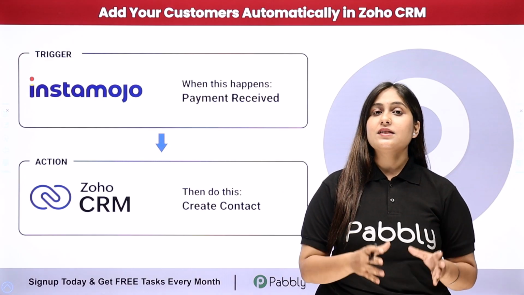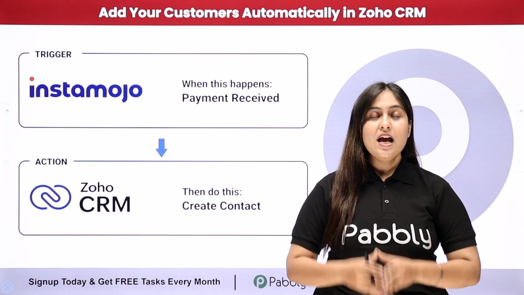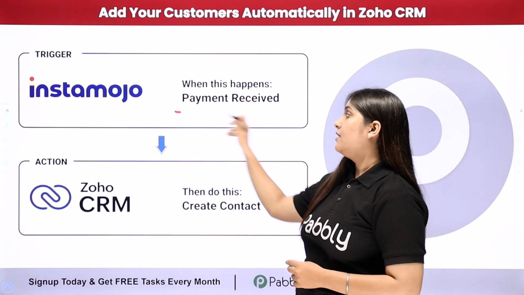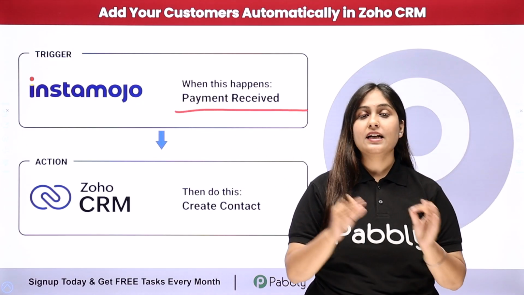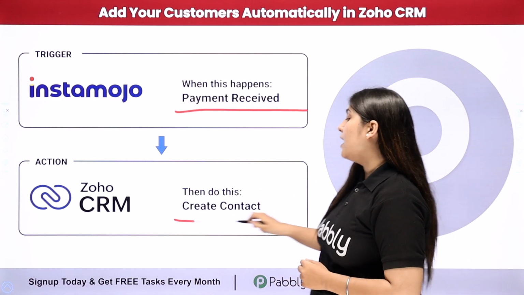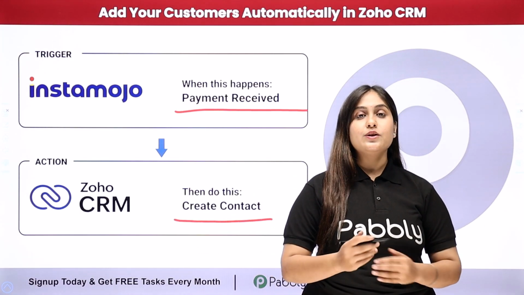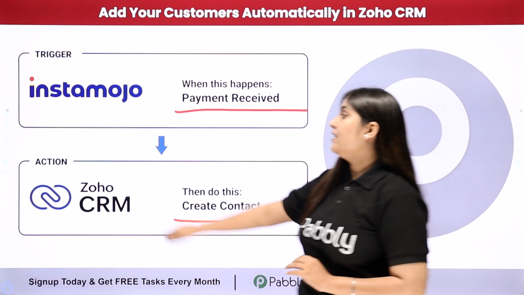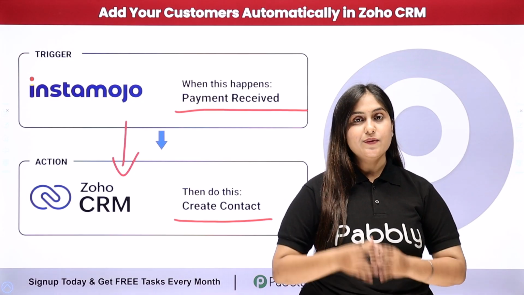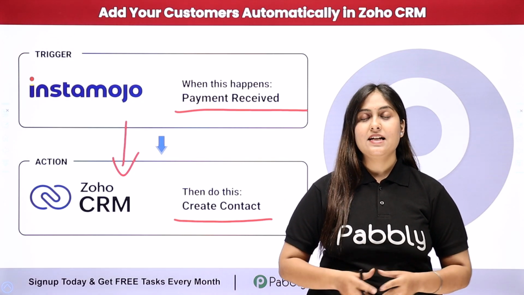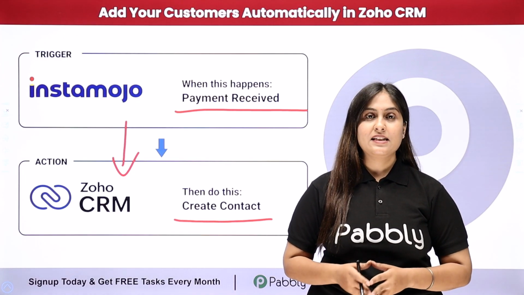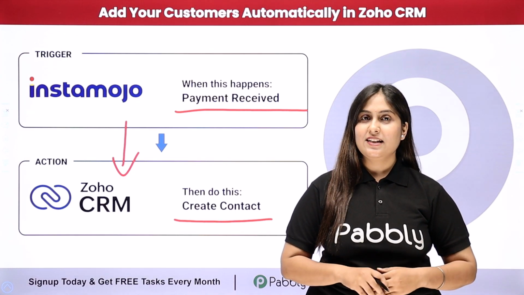I'm using InstaMojo as my payment gateway, and here my objective is whenever I receive a new payment, then automatically and instantly, using the customer details, it should create a new contact in my Zoho CRM account. So to automate the entire process, I will connect my InstaMojo with my Zoho CRM using an automation software named Pabbly Connect. Now to see the working of this automation and to learn this process step by step, let me take you to my screen.